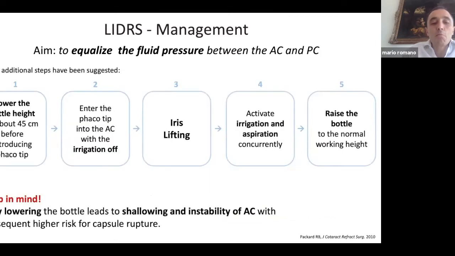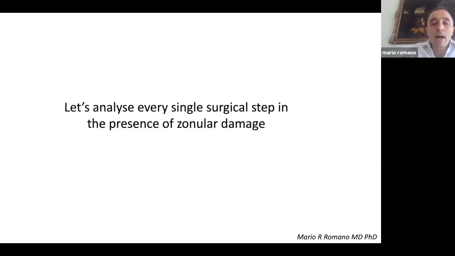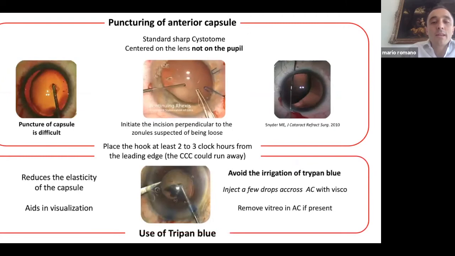Just lowering the bottles of the infusion is not enough. We'll only have instability of the anterior chamber and the shallowing anterior chamber. Now let's analyze every single surgical step in presence of zonular damage. First of all, the capsulorhexis.